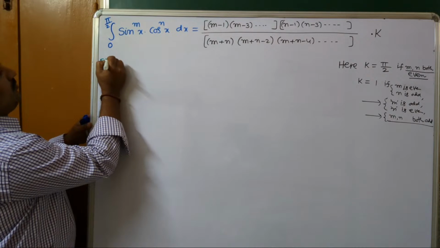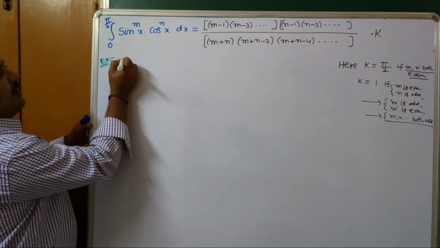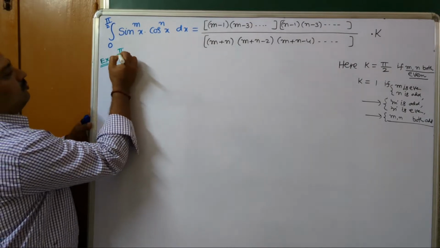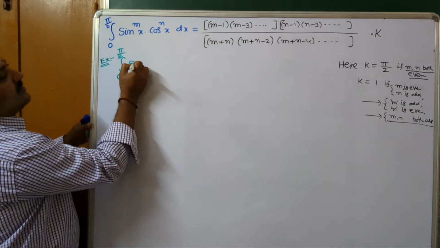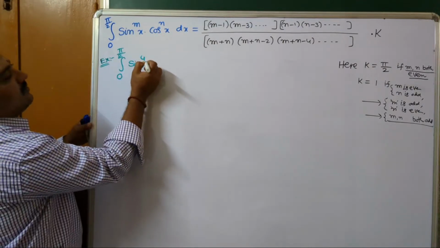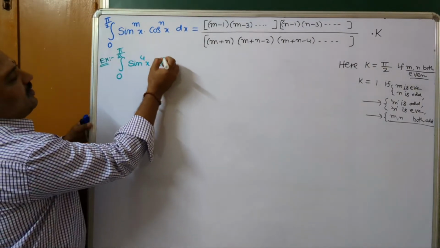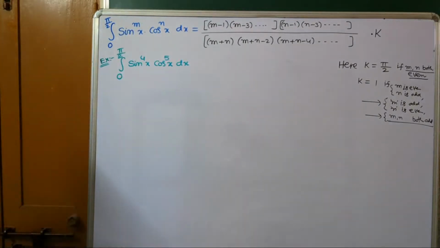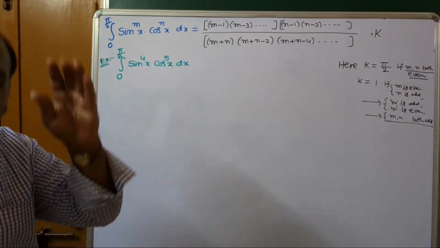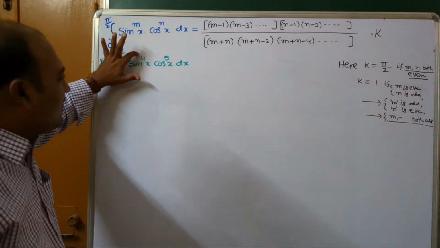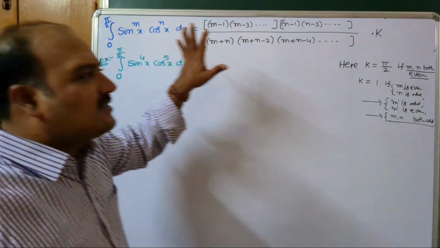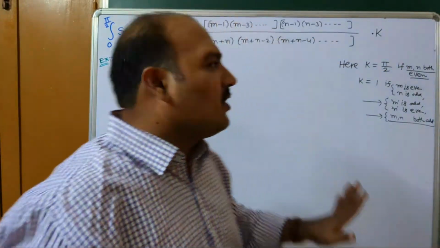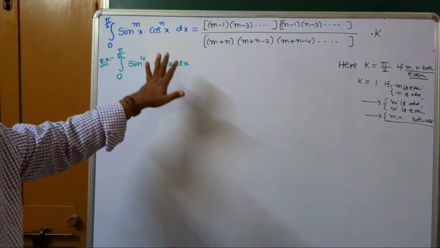Example: evaluate or find the integral from 0 to pi by 2 of sin power 4x cos power 5x dx. Here clearly one is an even number and one is an odd number, which means compulsorily the k value is 1. Keep in mind, blindly: m is even, n is odd.